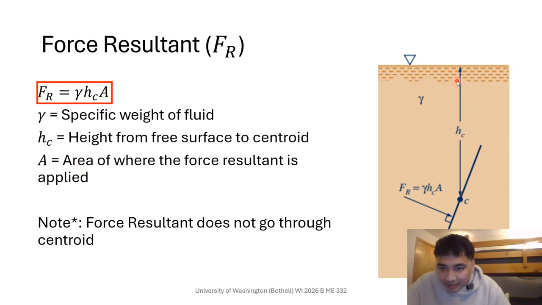Okay, here's a picture right here. And note the force resultant does not go through the centroid, right? Because we're under a fluid, the pressure is different at lower depths. So here's exactly what it is. Force resultant right here, away from the centroid. Here's the equation for force resultant.